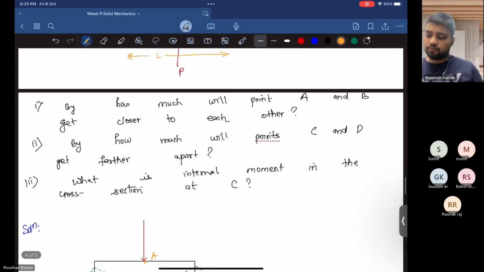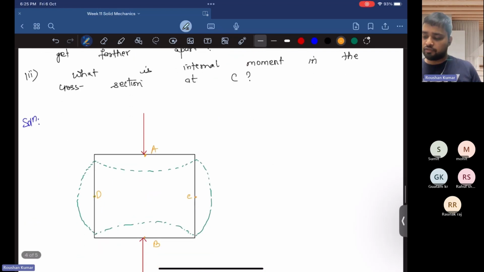So the first part of this question is, how much will points A and B get closer? So A and B get closer by some amount. Actually, you can see in the figure also, after deformation, it will look like this. And you can see here that it gets deformed. So some displacement happened here. And similarly, for the points C and D, it gets farther. So some displacement also happens here. So we have to find that distance actually.